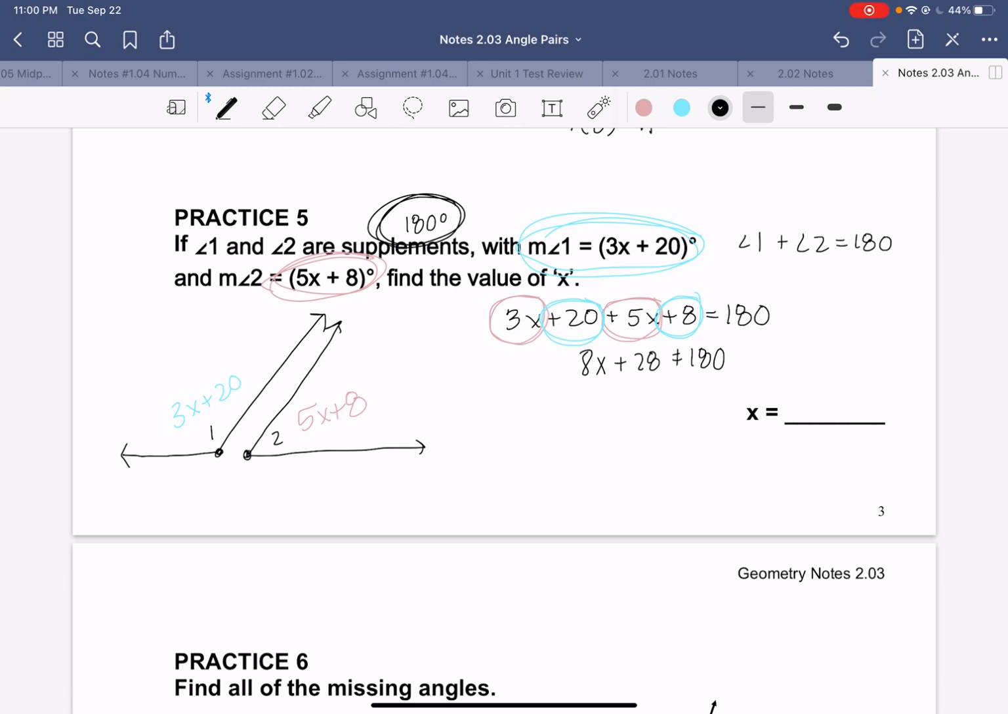Okay, we're going to now solve for x, so I need to subtract 28. So I get 152. And last but not least, your last step is to divide by the coefficient. So I'm going to divide by 8. So x equals 152 divided by 8, which gets us x equals 19.